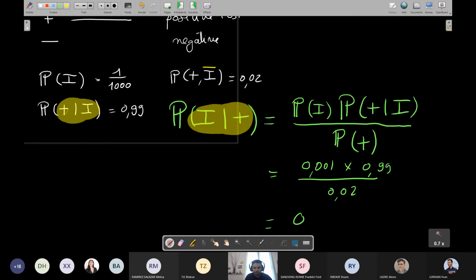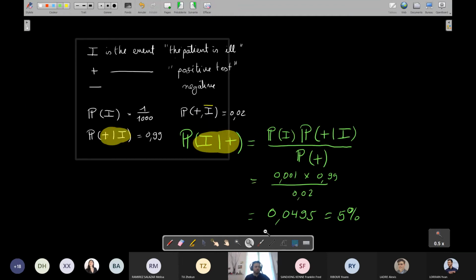Oops, where's my pen? 0.0495, which is 4%, 5%. Okay, let's say it's 5%. So if this person has a positive test, it has only 5% of probability to have the disease. Any question about the solution of the exercise?